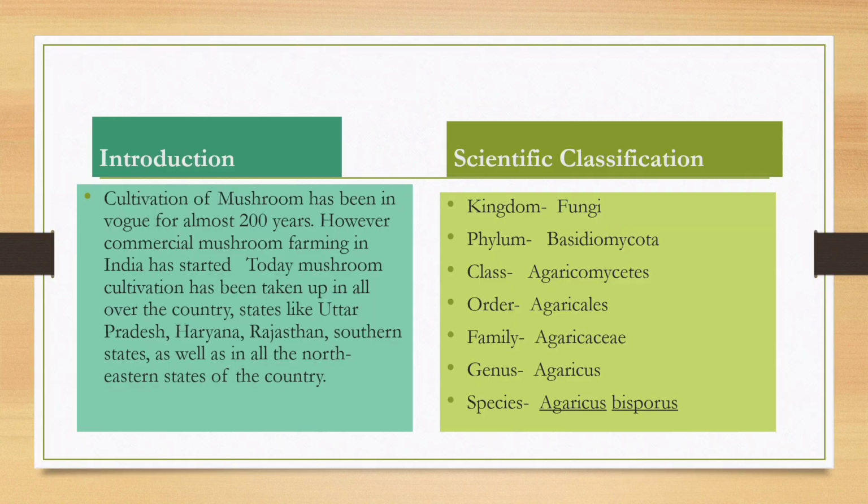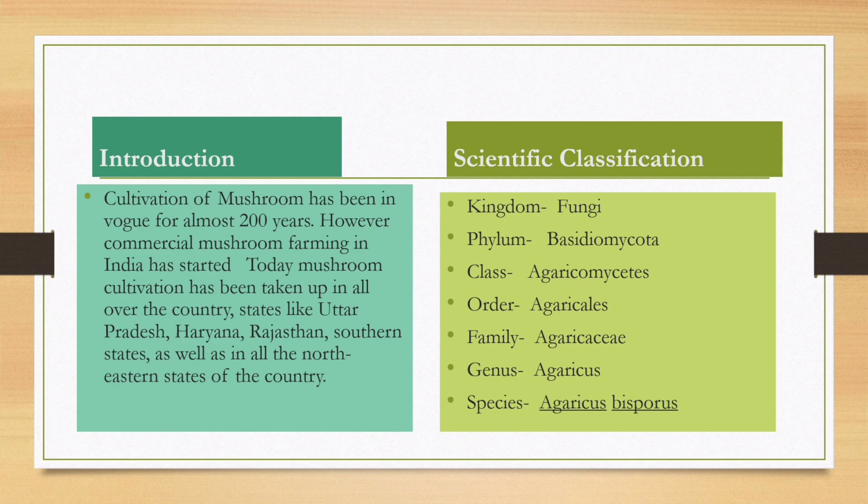When we say mushroom, many people think of only button mushroom. This could mislead you into thinking that this is the only species considered as mushroom. Actually, there are thousands of different species of mushroom in nature. Cultivation of mushroom has been in vogue for almost 200 years. However, commercial mushroom farming in India has started recently. Its popularity has grown and it has become an export oriented business.